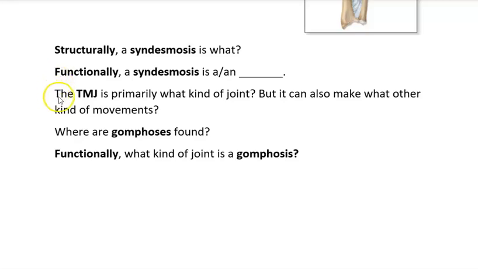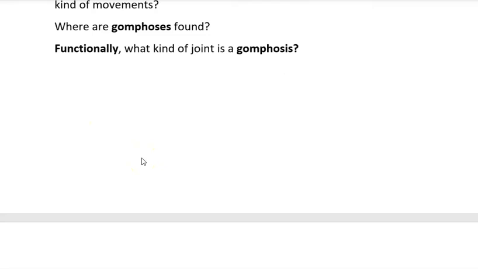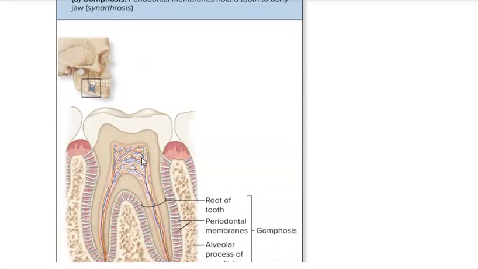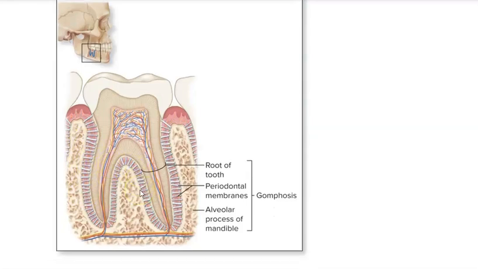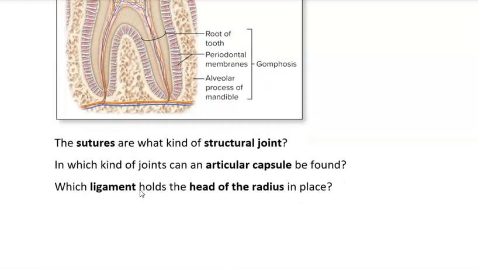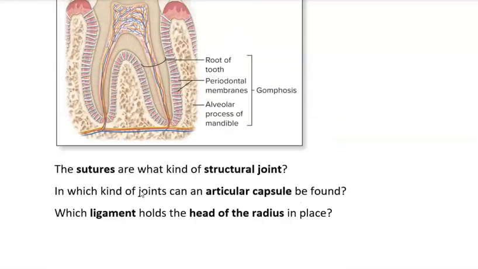Where are gomphoses found, and what kind of joint is a gomphosis functionally? Well, recall that gomphoses can be found in the tooth sockets, specifically tooth sockets, okay? And functionally, it is a synarthrosis. There is normally no movement in the tooth socket, okay? Synarthrosis means no movement. Okay, the sutures are what kind of structural joints? They're going to be fibrous.